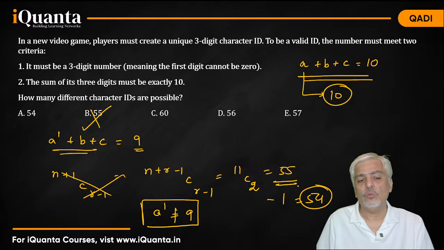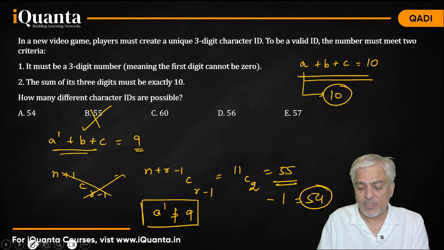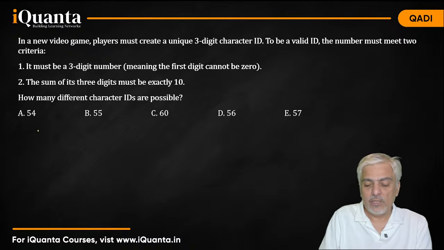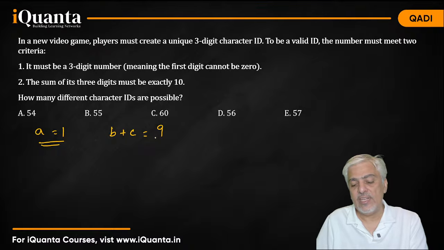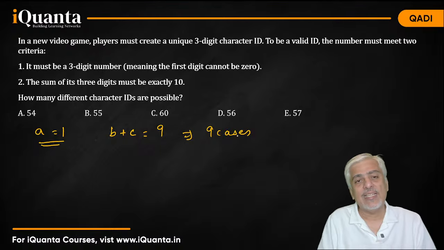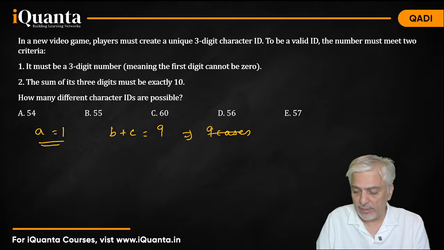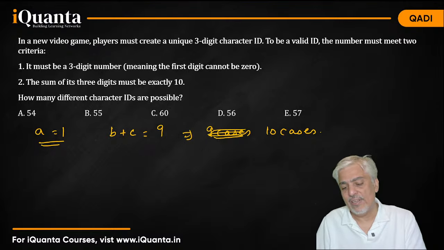I also just thought of explaining it in a slightly long format, which was not very difficult. If you start with A as 1, B plus C has to be 9, listen to this very carefully. If A is 1, B plus C has to be 9. So that will be 9 cases. Sorry, this will be 10 cases. Starting with B as 0 until B as 9, we will have 10 cases.